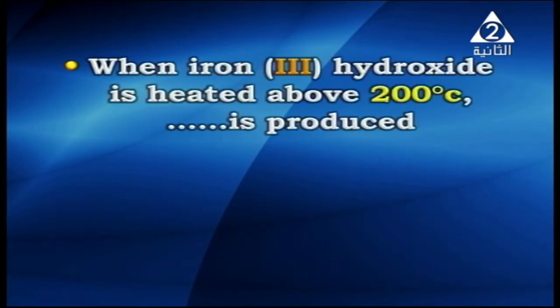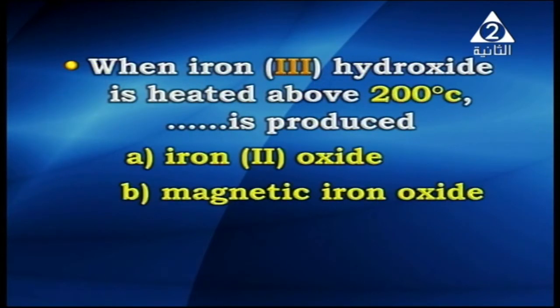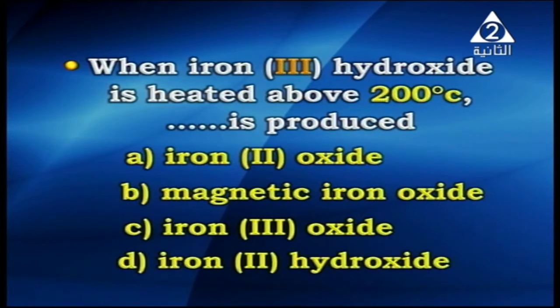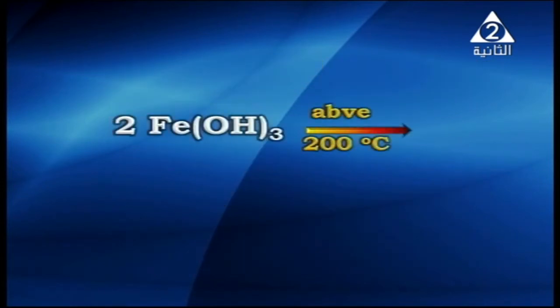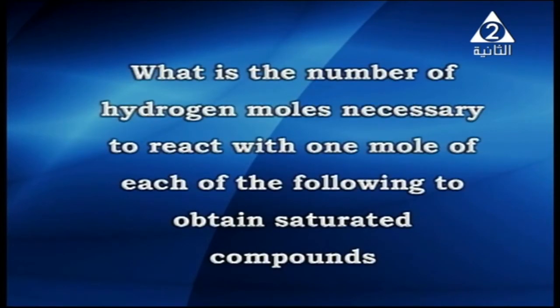hydroxide. Next point, when iron 3 hydroxide is heated above 200 degrees Celsius, what is produced? Iron 2 oxide, magnetic iron oxide, iron 3 oxide, or iron 2 hydroxide? Yes, the answer, it will be iron 3 oxide. As the equation proceeds on the screen, iron 3 hydroxide above 200 degrees Celsius gives iron 3 oxide and water. Next type of question.